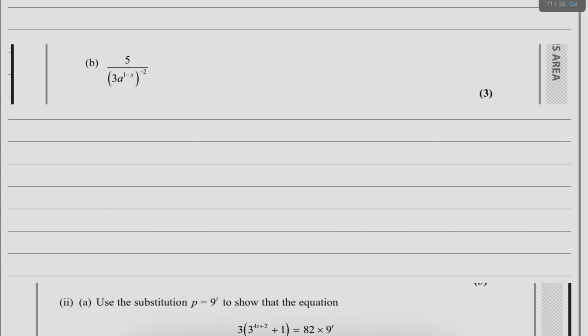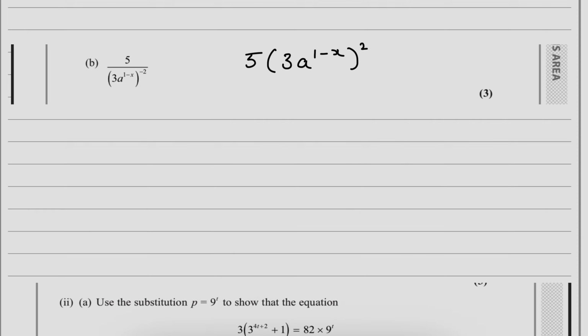Now for the next part, it looks a bit complicated, but it's quite easy when you understand how to do it. Now, the negative power, we don't like that in the denominator, so we're going to want to bring it up so it's a positive power. And once you bring something from the denominator to the numerator, the power changes, and that's exactly what we want. So now we're going to be working with 5 multiplied by 3a to the power 1 minus x, all squared. Perfect. Now we can work with this.